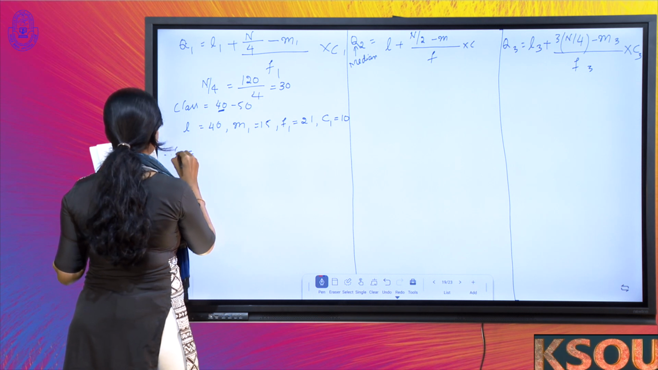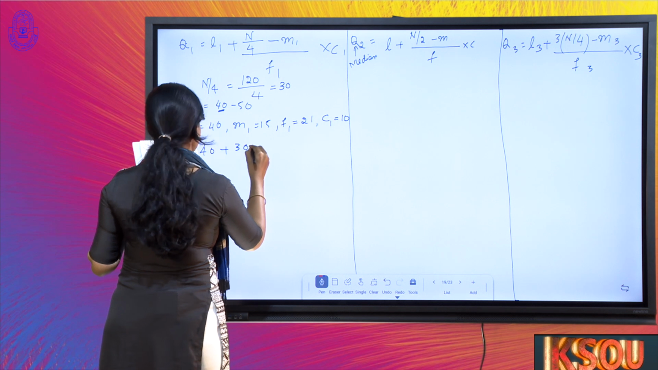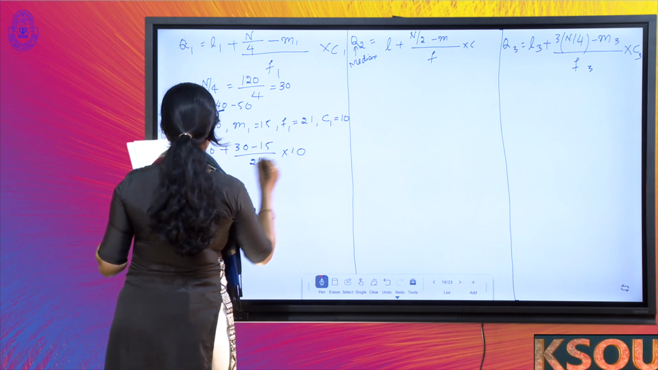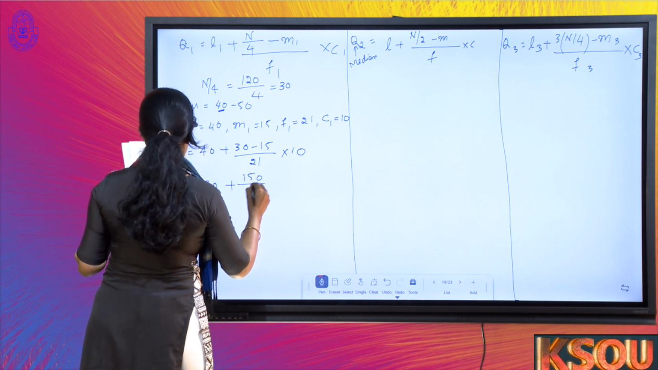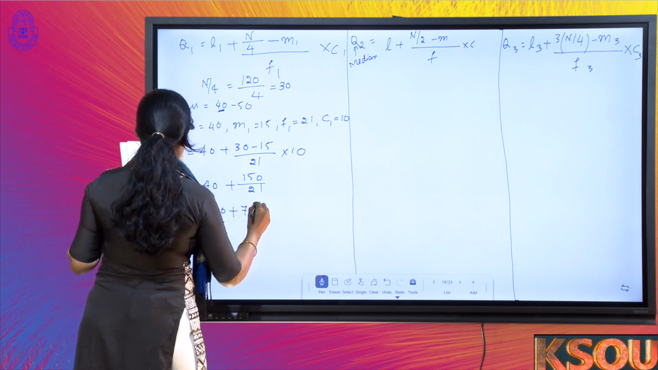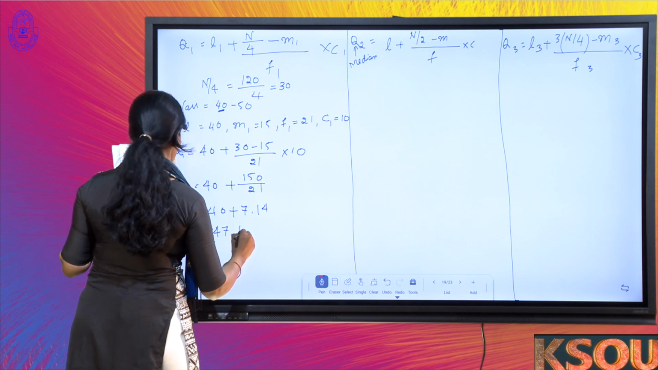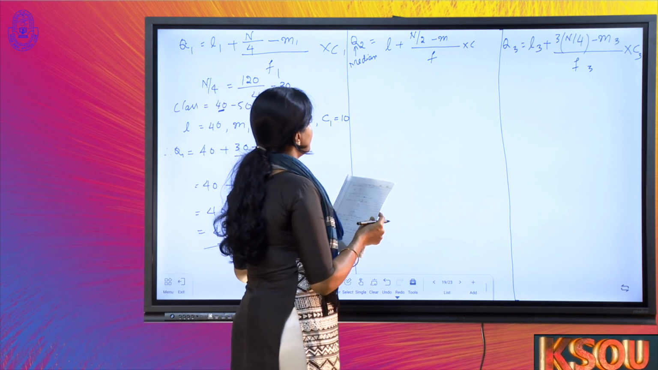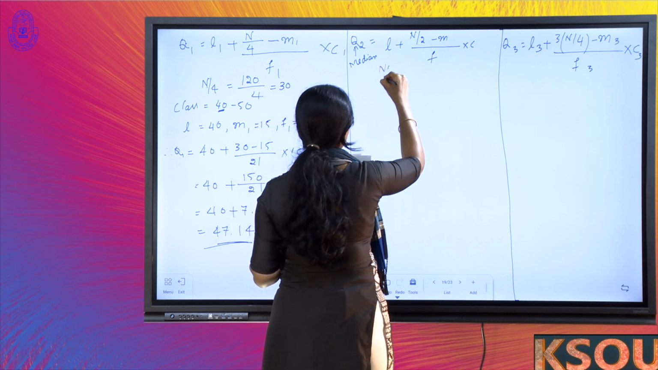Therefore, Q1 is equal to 40 plus 30 minus 15 by 21 into 10, that is 40 plus 150 by 21, then 40 plus 7.14. So, finally, we get 47.14 for Q1. Similarly, for Q2, it is the median, you will have to calculate n by 2 first.